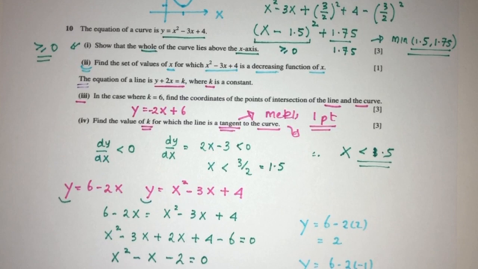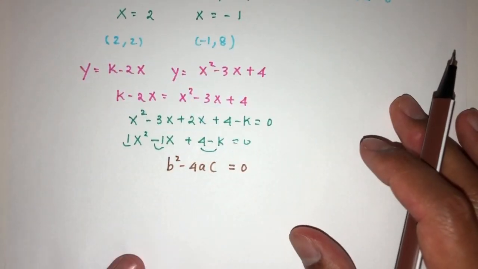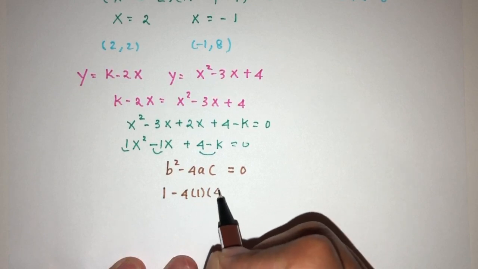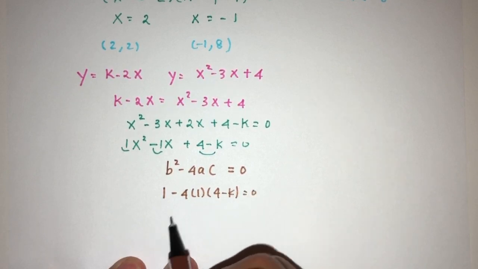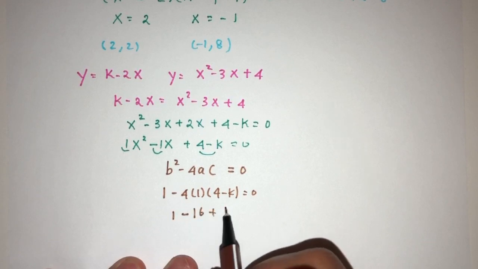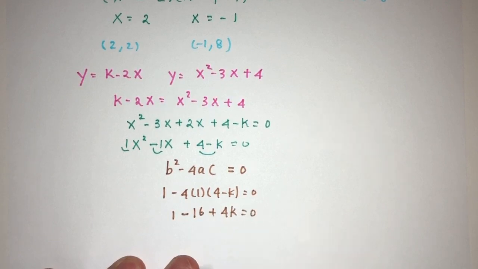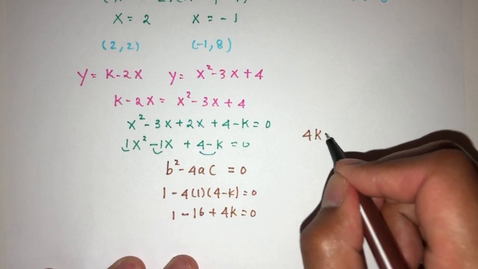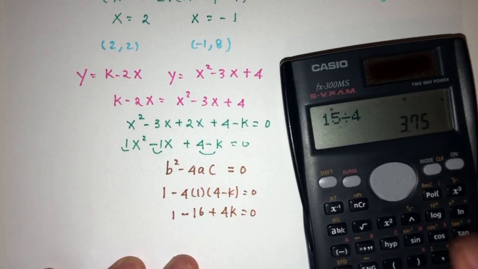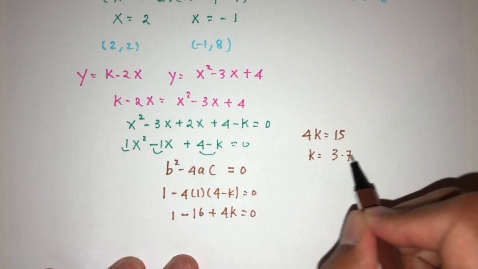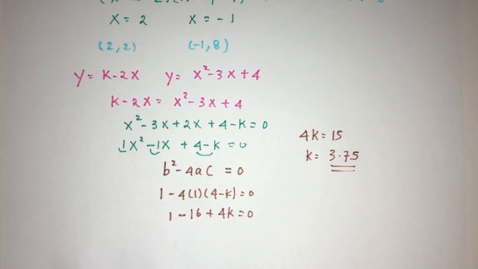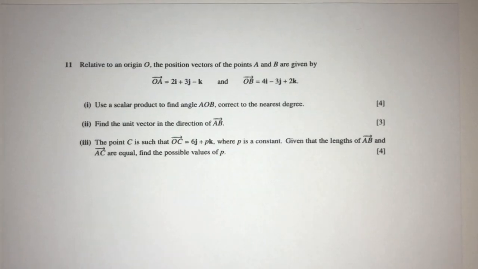If you have only one solution, we have to use this, right? b squared is 1, minus 4 times 1 times c. So you have 1 minus 16 plus 4k has to be 0. So 4k has to be 15, k has to be 15 divided by 4, that should be 3.75. Okay, and that will be your value for k for which the line is a tangent to the curve. Let's move on to the next question.